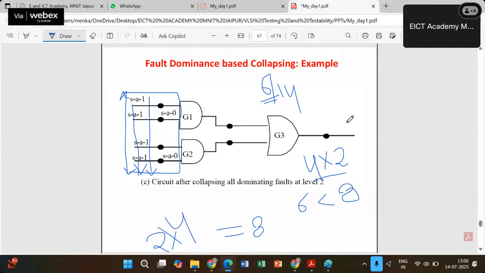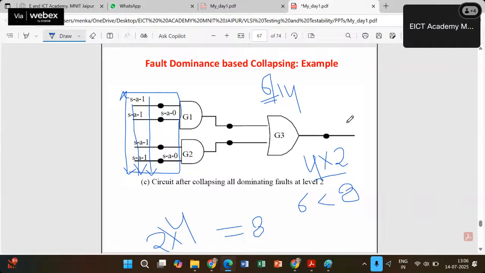The checkpoint theorem says that all the faults available in any kind of combinational circuit can be reduced to the input branches and the checkpoints. Only at the checkpoints it can be reduced. Checkpoints are input branches plus the fan outs. The total number of fault sites can be considered as checkpoints, and the total number of faults can be considered as 2 into checkpoints. That is reduced.